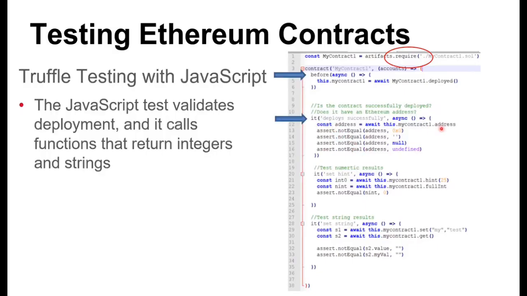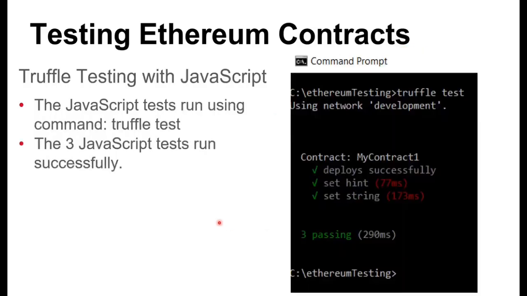So we're checking to say, is our contract deployed successfully? As long as it does not return an empty address, we know that the contract does have an address. And you can see here certain integers not equal to 0 and so on. And we're testing here for some string results.